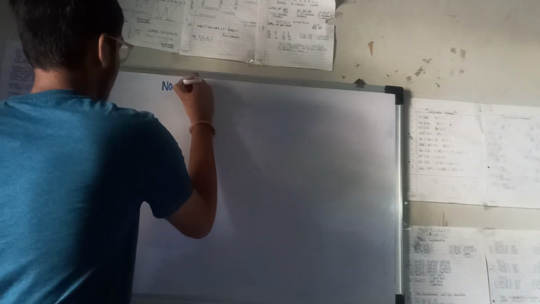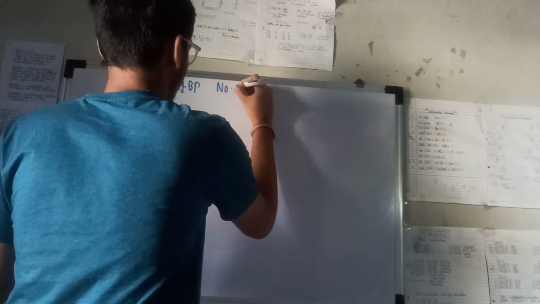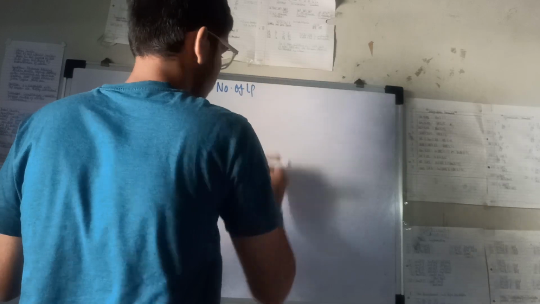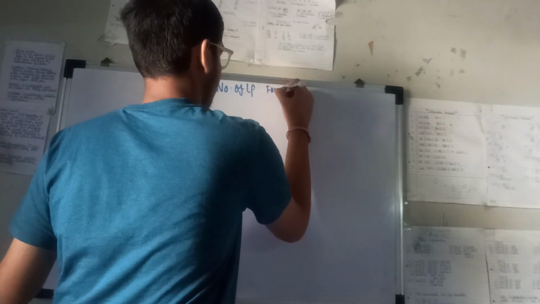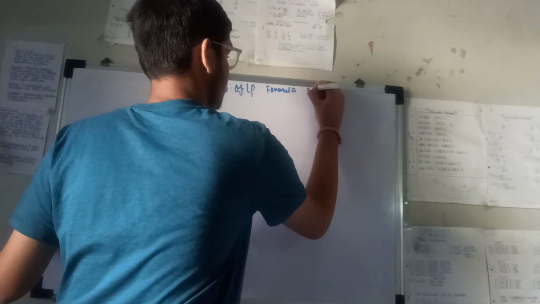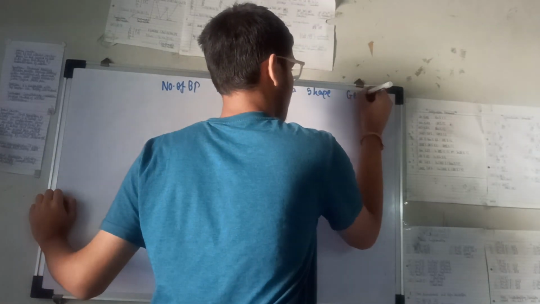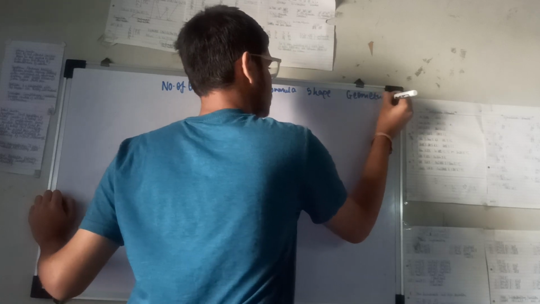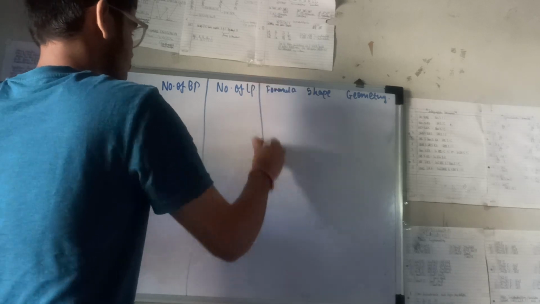First I will write the number of bond pairs, the number of lone pairs, and the formula. I will make a table, and molecular shape I can write simple, and geometry. Now you will see the difference between geometry and shape. From this we'll see the difference in geometry and shape.